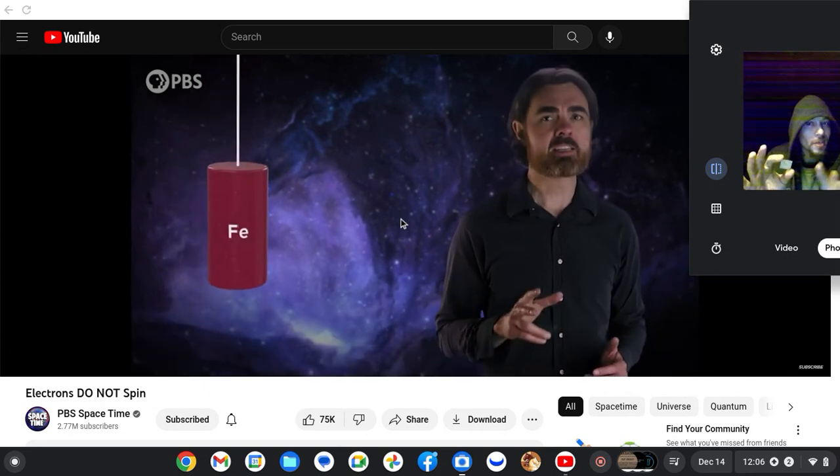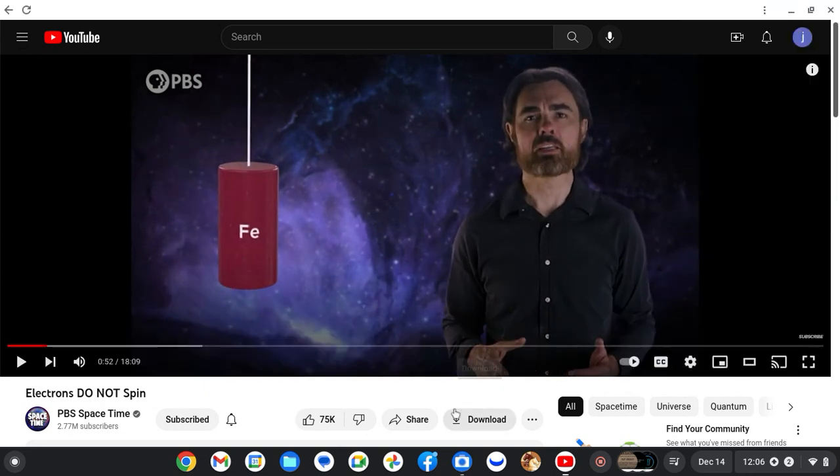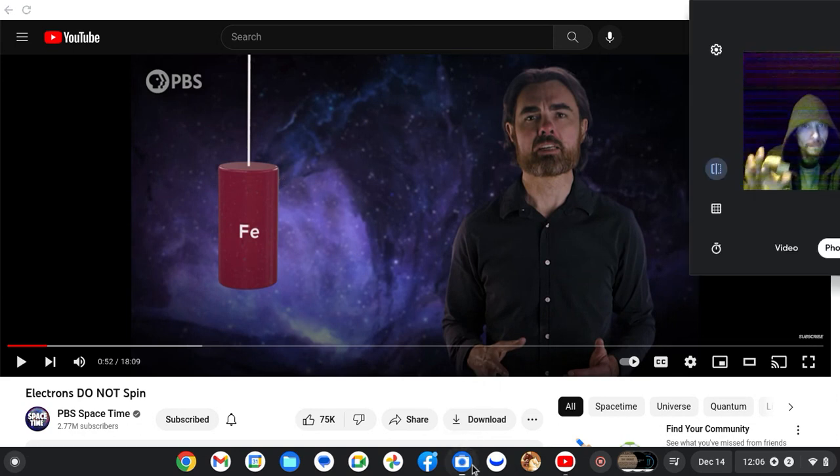Very simple. We get to suspend here a cylinder of iron from a thread.